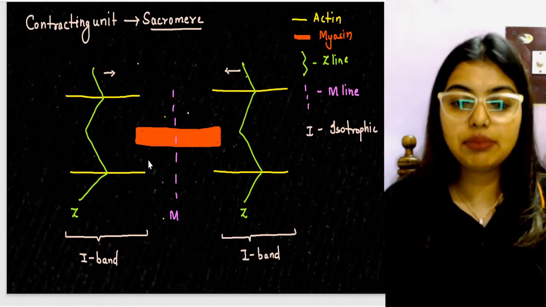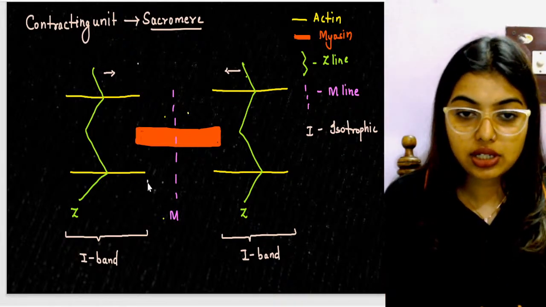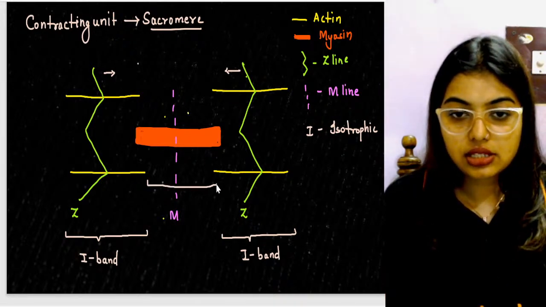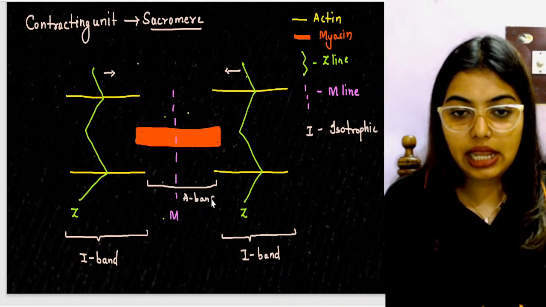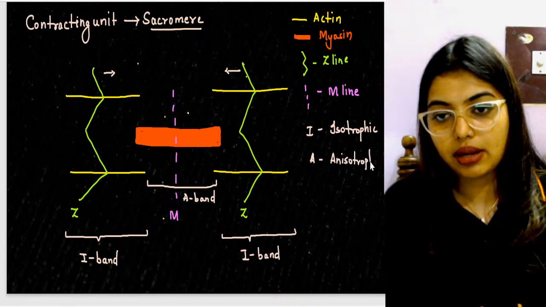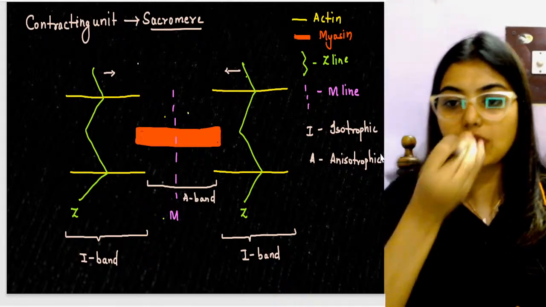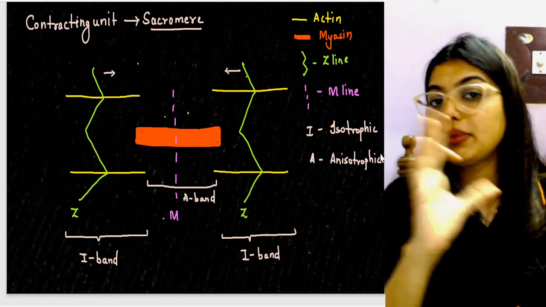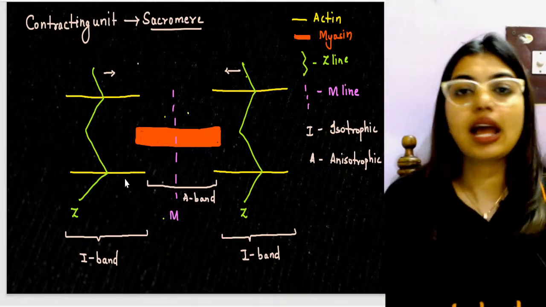Now here in between, where actin and myosin both of them are there, this portion is called the A band. What band? A band. A stands for anisotropic band. This is called the anisotropic band because anisotropic means not same, two different materials are there. So myosin also is there, actin also is there.